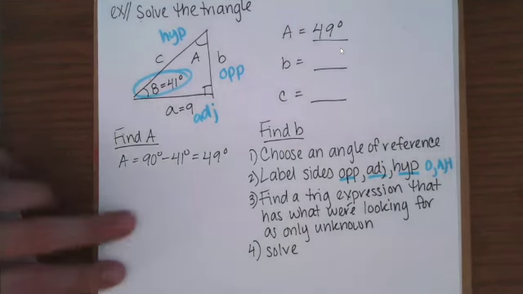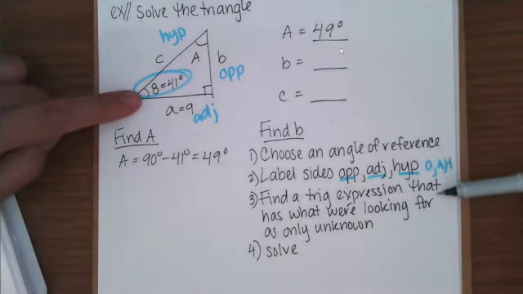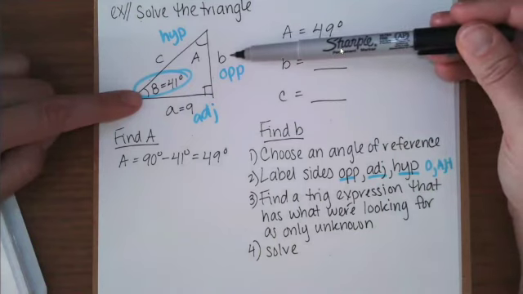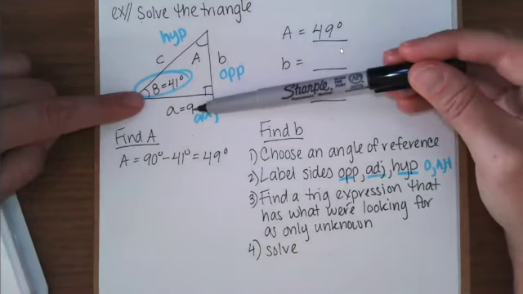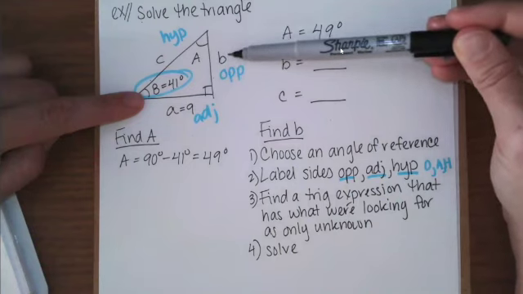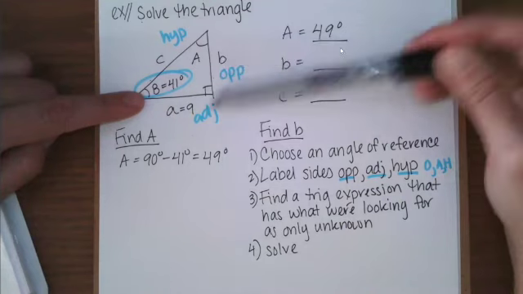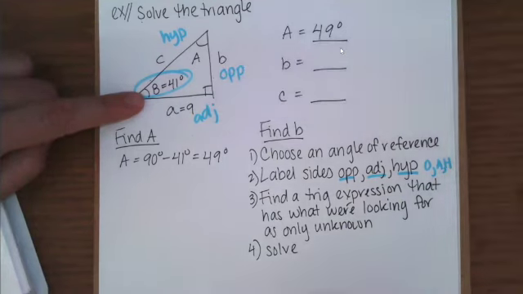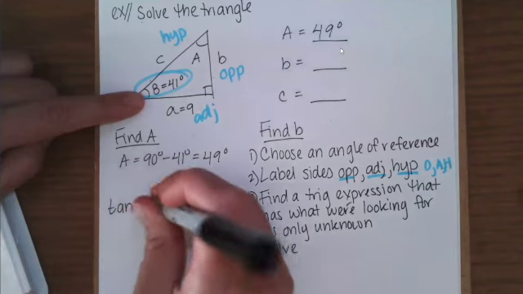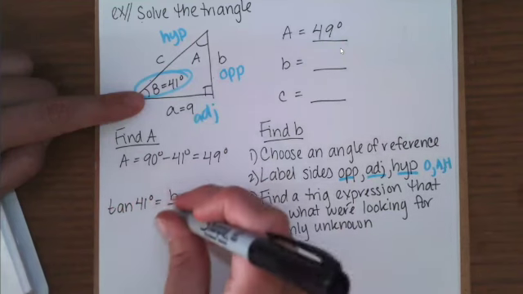Okay, so I'm going to do the work right over here. So choose an angle of reference. We did that. We labeled our sides. Now we're going to find a trig expression that has what we're looking for as the only unknown. So we're working on finding side B. We know side A. So if we want B to be our only unknown, we have to use one unknown and one known. So we ask ourselves what trig expression relates opposite and adjacent, and that happens to be tangent. So tangent of 41 degrees is equal to opposite, which is B, over adjacent, which we know is 9.